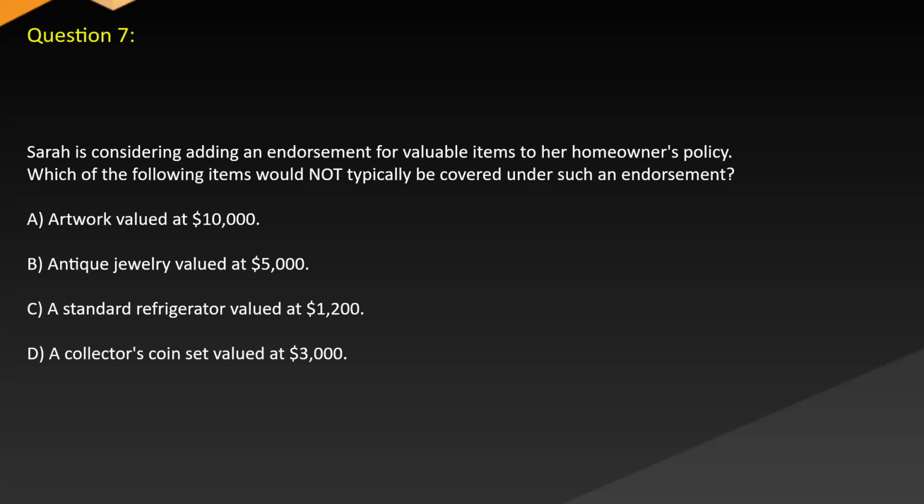Question 7. Sarah is considering adding an endorsement for valuable items to her homeowner's policy. Which of the following items would NOT typically be covered under such an endorsement? A. Artwork valued at $10,000. B. Antique jewelry valued at $5,000. C. A standard refrigerator valued at $1,200. D. A collector's coin set valued at $3,000.